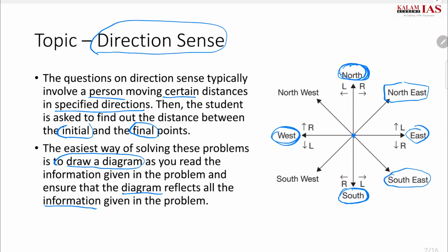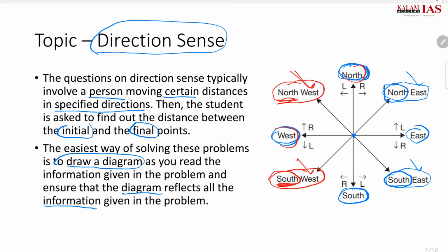As you see, the first letter is north or south, and the second letter is east or west. Here also, the position between west and south is known as southwest. Again, the first letter is south and the second letter is west, and the position between west and north is northwest. And again, the first letter is north and the second letter is west.